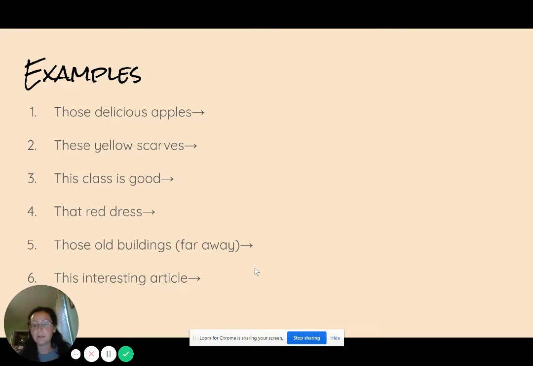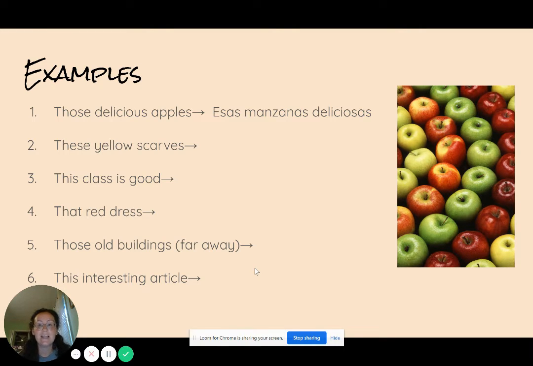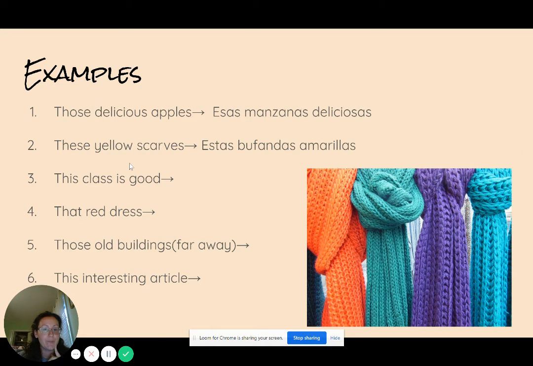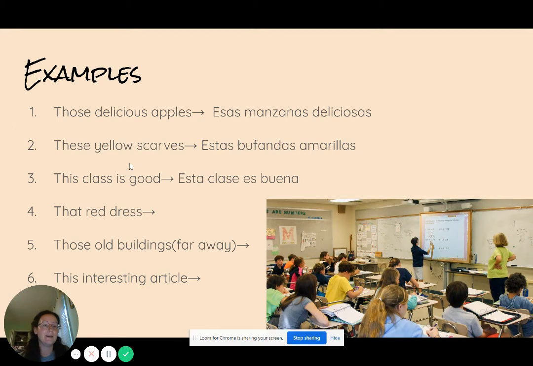Those delicious apples. We have esas manzanas deliciosas. You notice since manzanas, or apples, is feminine and plural, both of our adjectives, esas and deliciosas, are feminine and plural to match. So those yellow scarves, you can look up the word scarves on your new word bank for this week if you want. So we have estas bufandas amarillas.